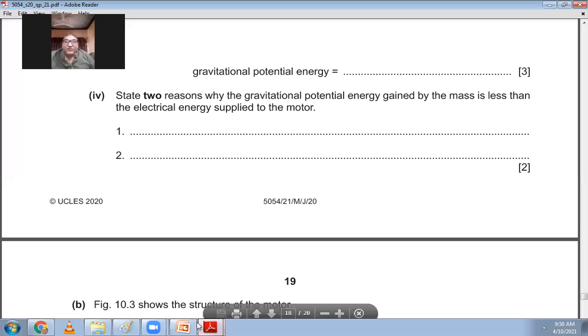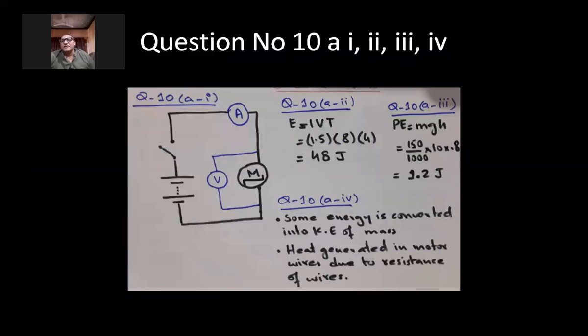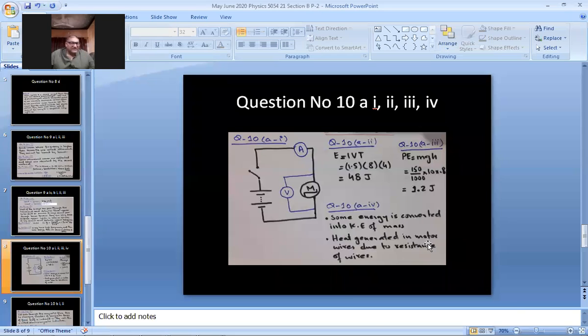You just have to write two here. I have written this answer. Let me show you my answer, and then we'll check the marking scheme. Some energy is converted into the kinetic energy of the mass. Heat generated in the motor wire due to resistance of the wires. This is my answer. Let's check the marking scheme.